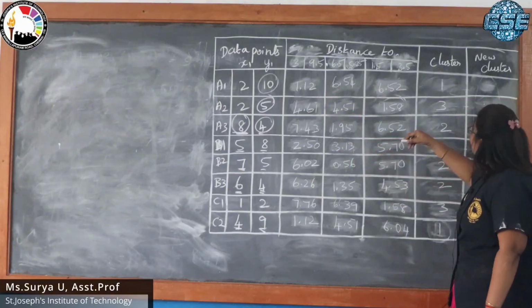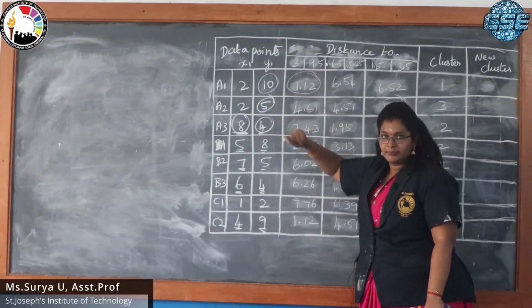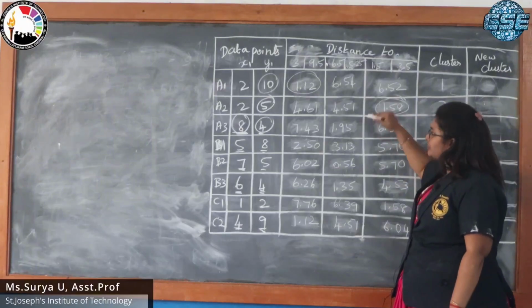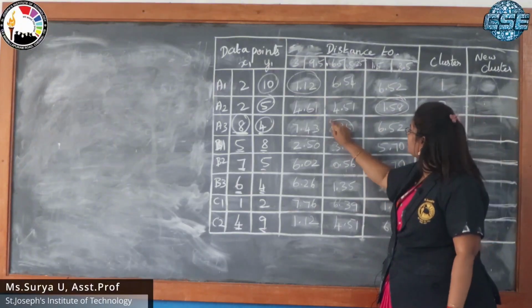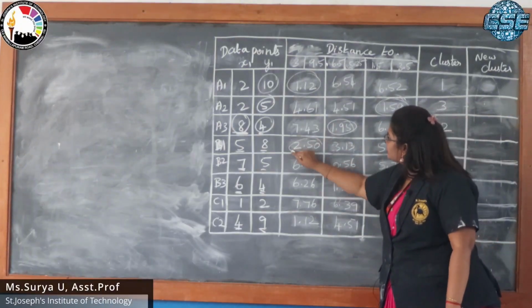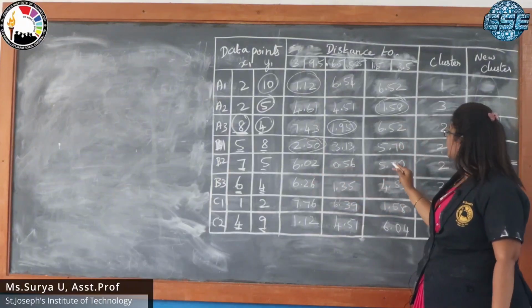The first one is the minimum value. So here the first one is the minimum value, and from these 3 this is your minimum value, and from these 3 this is your minimum value. Here the first one is your minimum value. How about this?